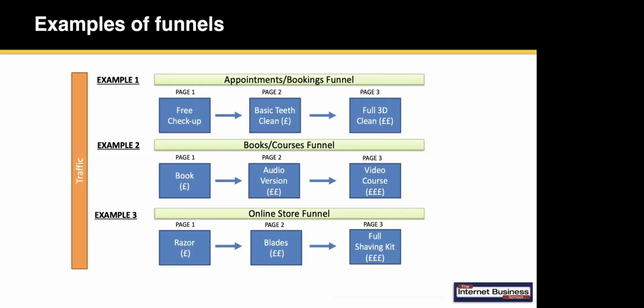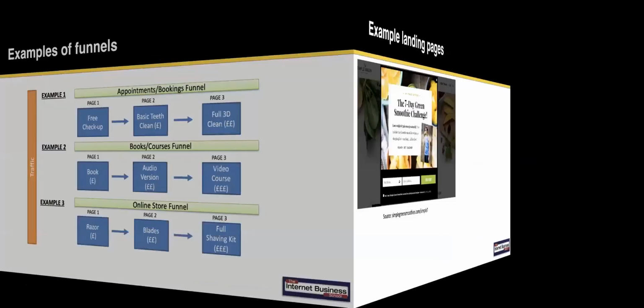And for a physical product sales funnel model, it could be that you offer someone a razor, and then the next product is you buy some blades with the razor, and the bigger upsell is the full shaving kit with shaving gel, etc. as well. So this is getting you thinking in terms of, what does a sales funnel look like and what sort of products.